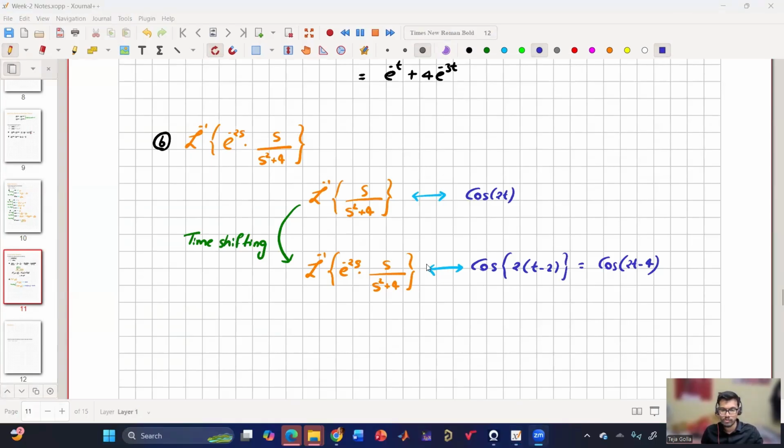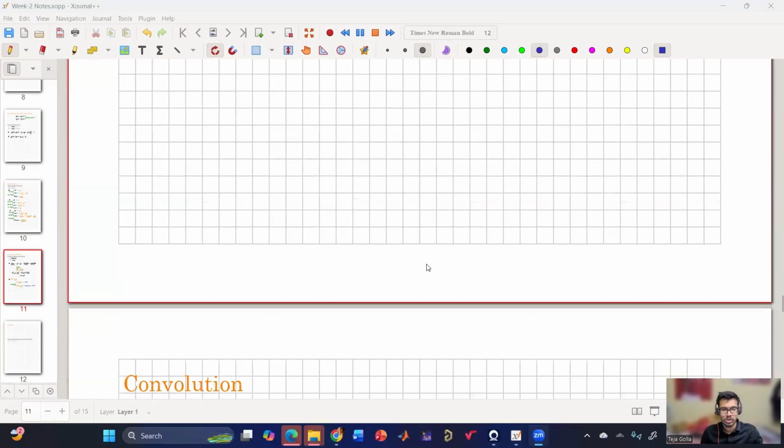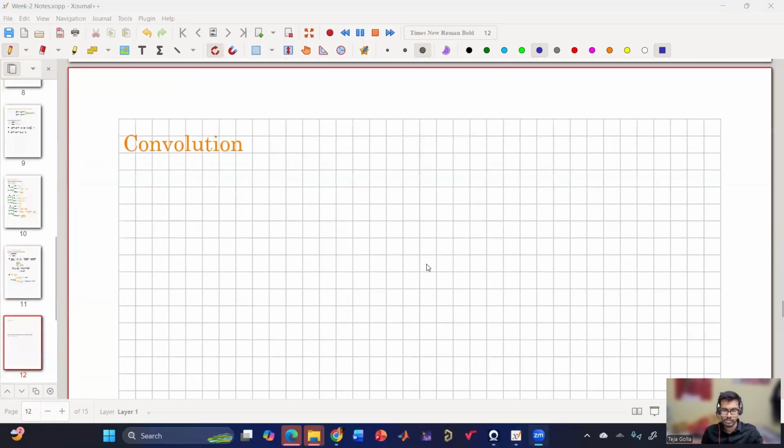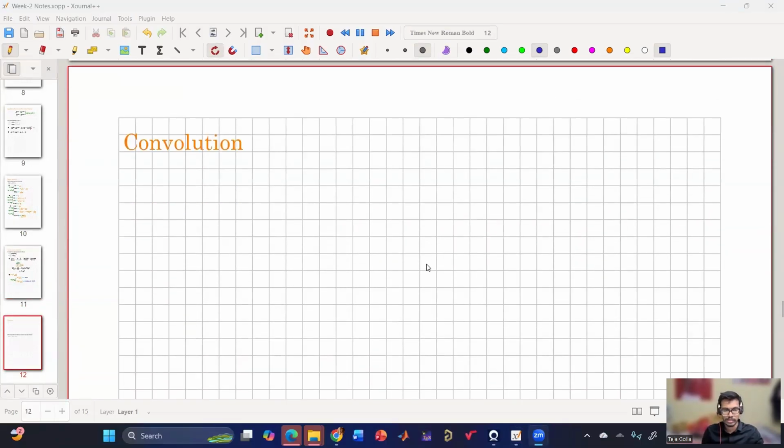So we have solved a few Laplace transforms and a few inverse Laplace transforms. And there is another important aspect before we move to transfer functions and block diagrams, which is the convolution.